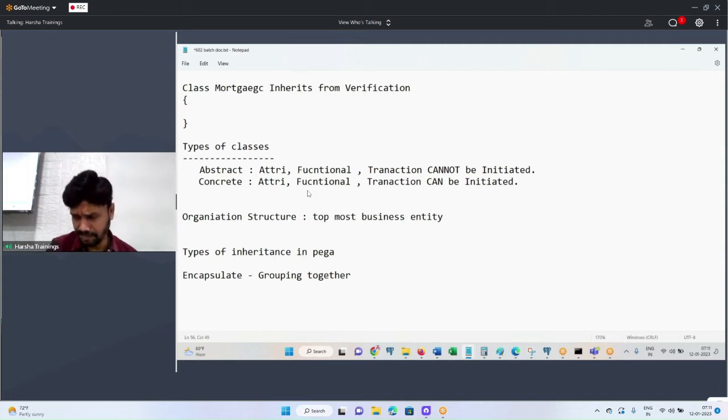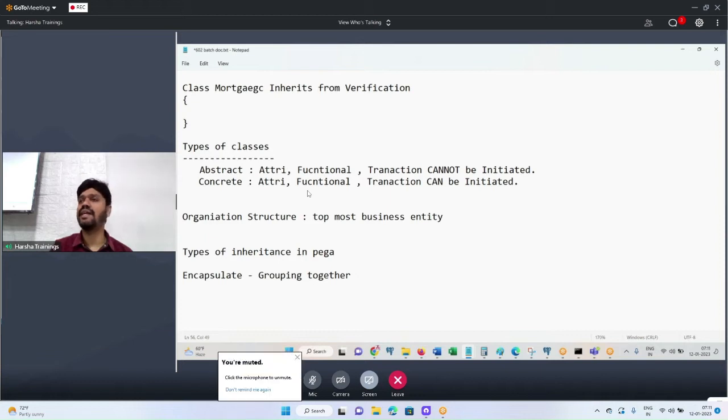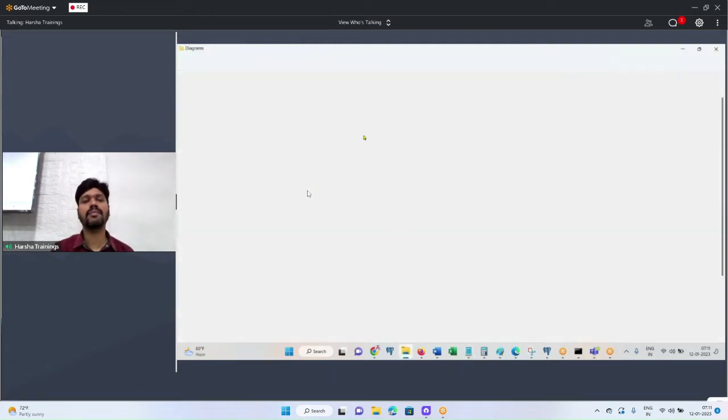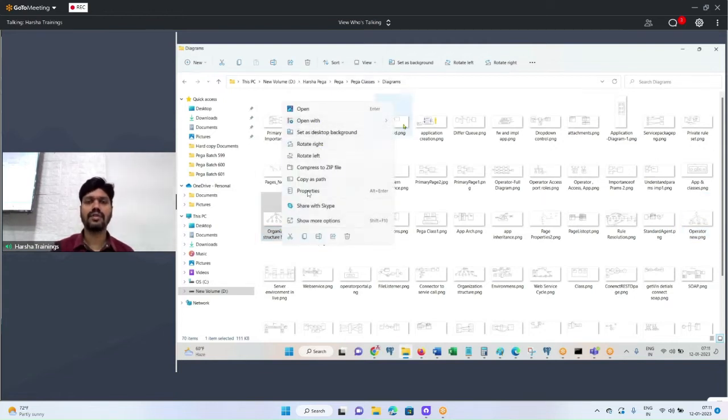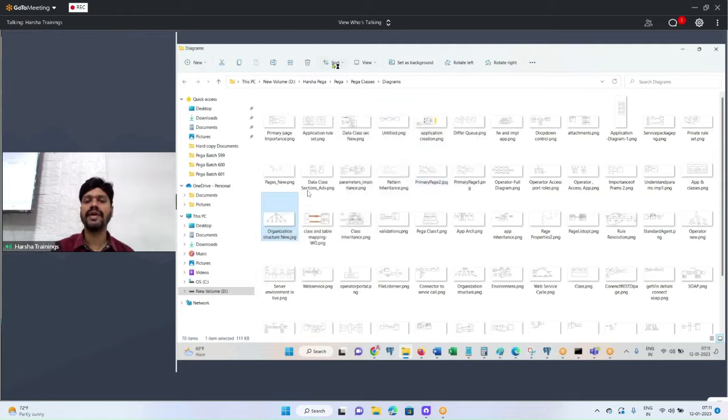So like this, we have a topmost company. There will be one topmost company, like Tata Industries is the topmost company. Under that, it has Tata Motors, Tata Steel, Tata Retail, and Tata IT, meaning software, Tata Consultancy Services. These are all different divisions. So I am going to explain you the organization structure. Organization means it's the topmost business entity. Let me explain how it is going to be in Pega.